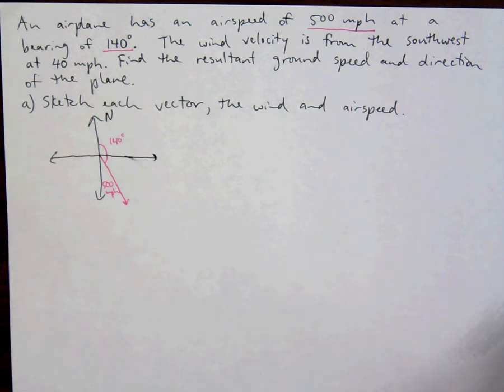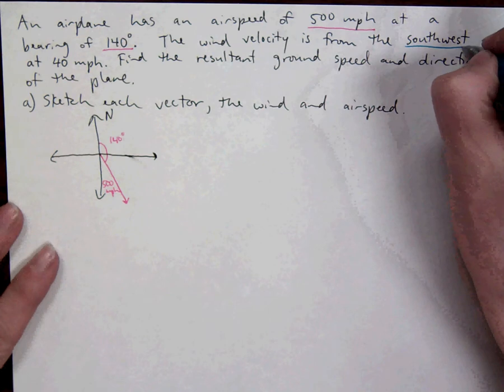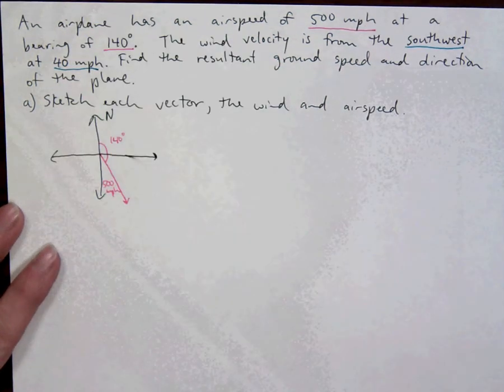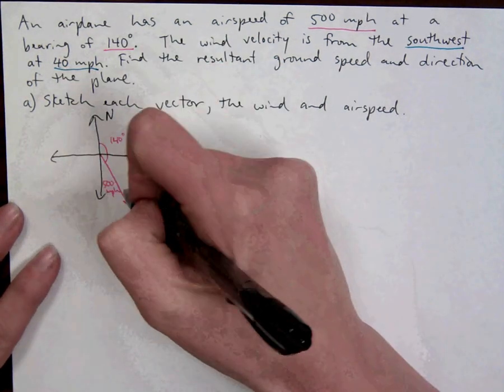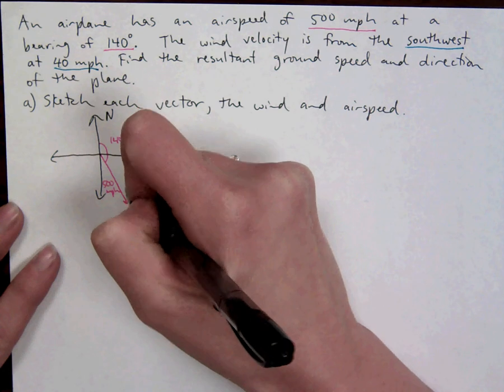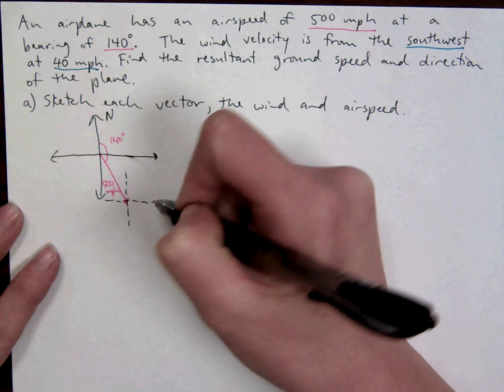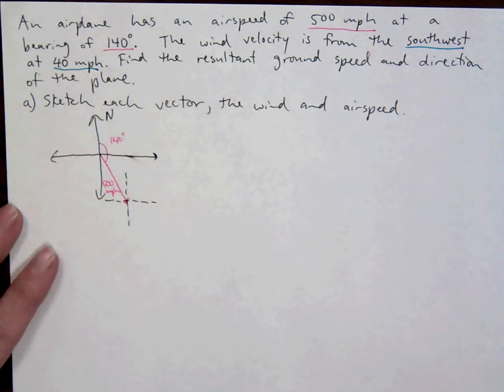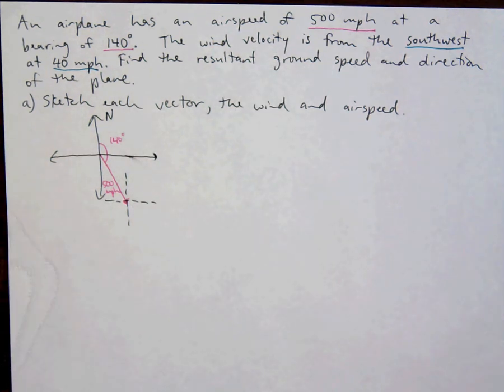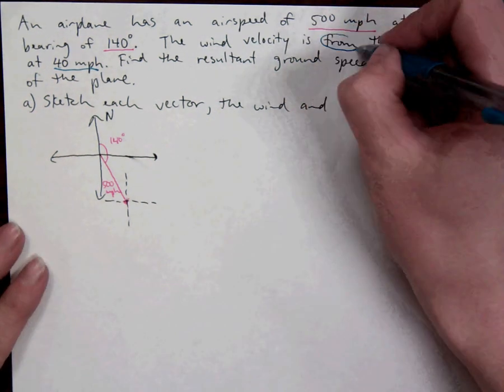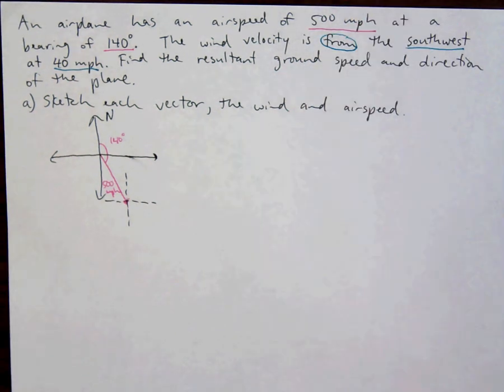This part's kind of interesting. It says the wind is from the southwest at 40 miles per hour. So I'm going to draw in another compass for myself here, north, south, east, and west, so I can draw that bearing well. But it's like, well, does it say bearing? It says from the southwest. Big keyword here, from the southwest. So not to the southwest, from.